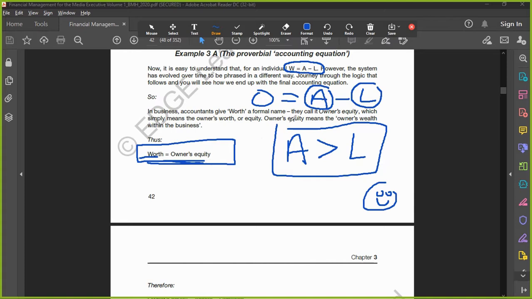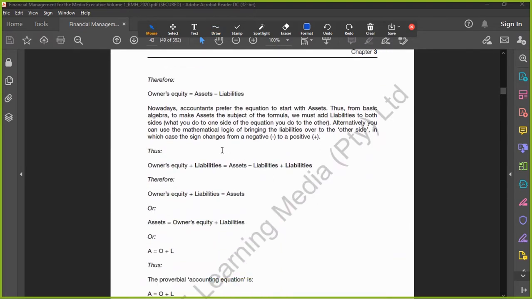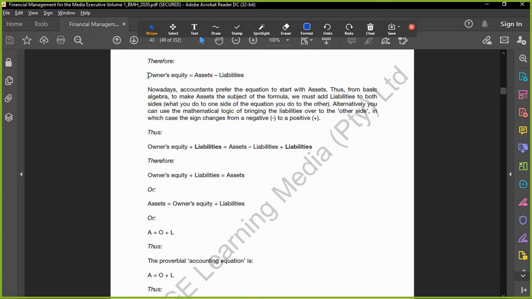So when looking at A equals O plus L, which is the general accounting equation, if I rearrange that equation and make O the subject, then I've got O equals A minus L. So it's important to know how to apply basic mathematics to get all these different equations. The textbook's very good. They show you the accounting equations. Owner's equity equals assets minus liabilities.